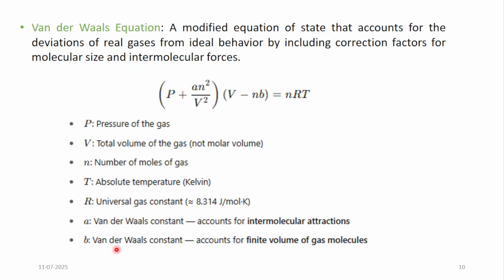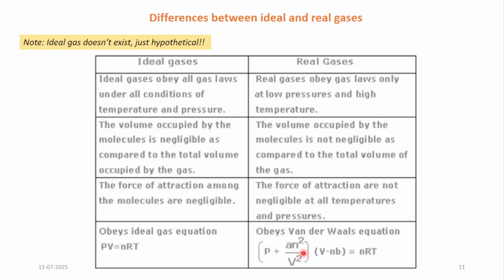a and b are the gas constants given by van der Waals. a is for intermolecular attraction between the molecules or atoms. b is the van der Waals constant which accounts for the finite volume of gas molecules.